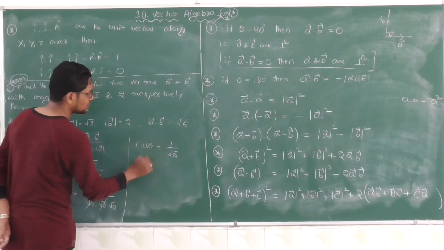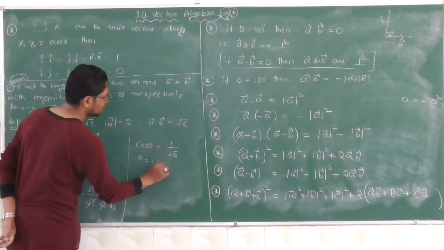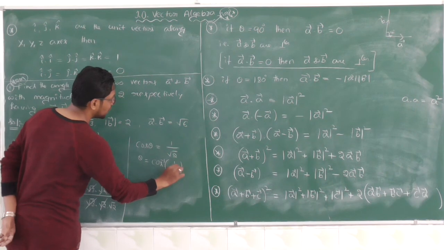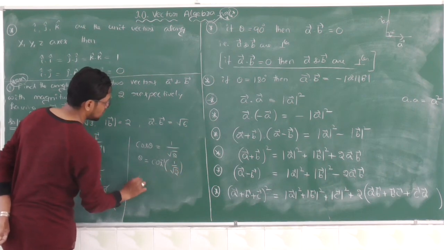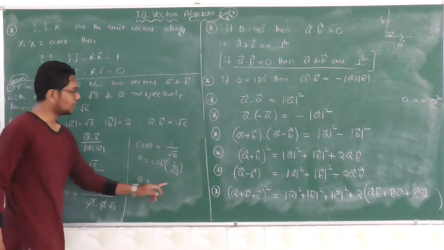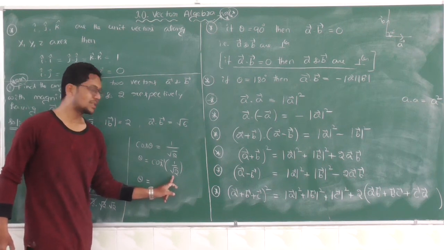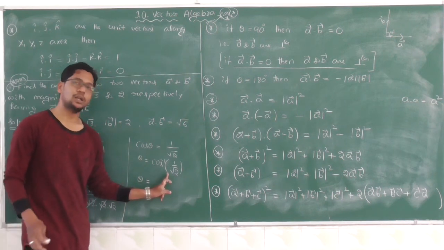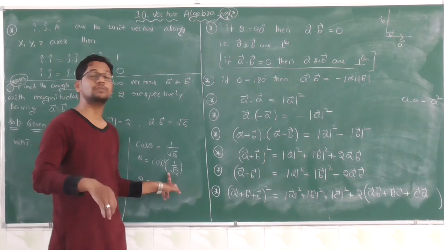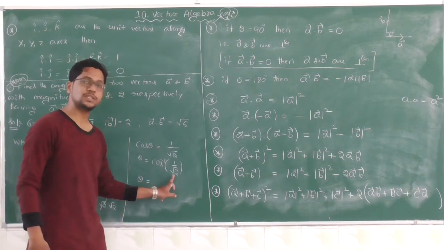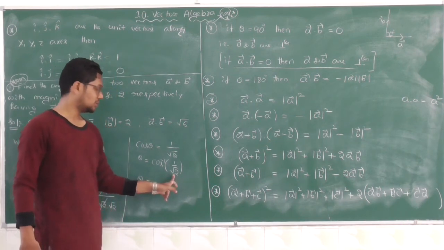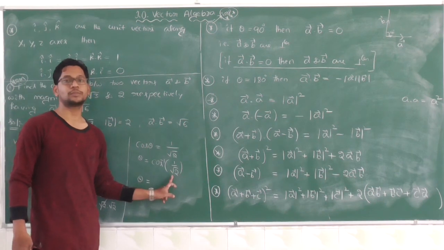Then theta equals cos inverse of 1 by root 2. What is the value of cos inverse of 1 by root 2? We already discussed this in inverse trigonometric functions. What is the principal value of cos inverse of 1 by root 2?